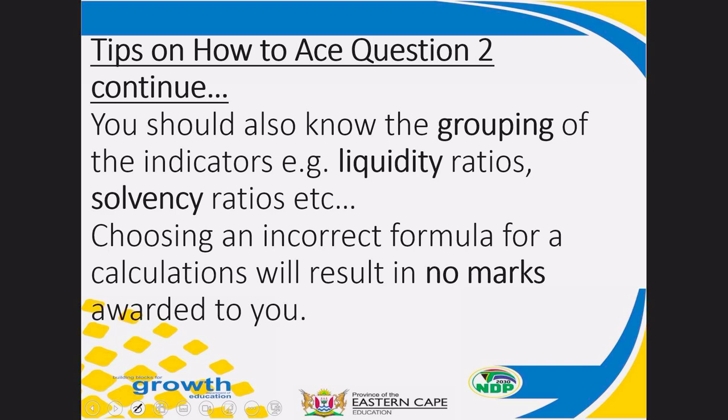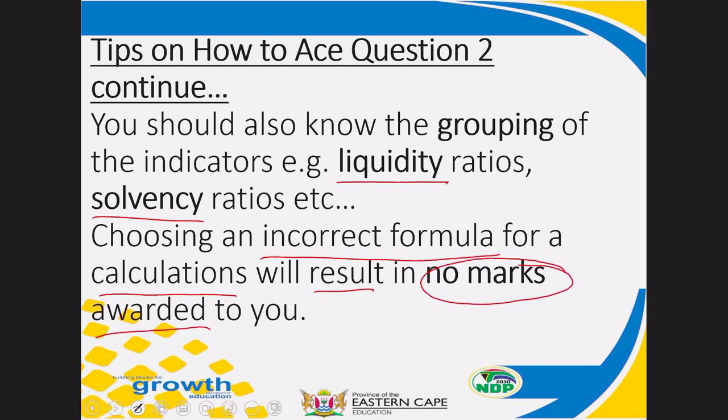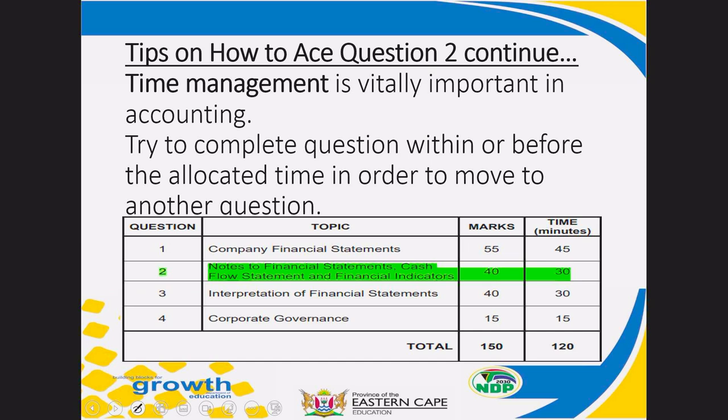Again, more tips. You should also know the grouping of the indicators. You must know what indicators fall under your liquidity ratios, what falls under your solvency, etc. Because choosing an incorrect formula for a calculation will then result, as I said, in no marks being awarded to you in the exam.